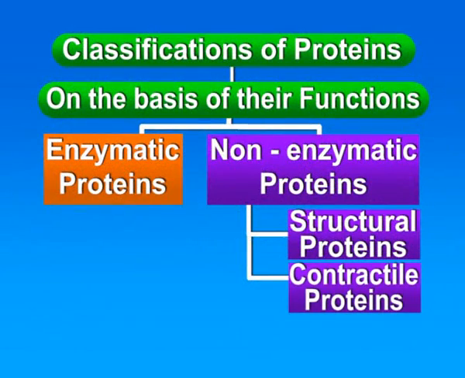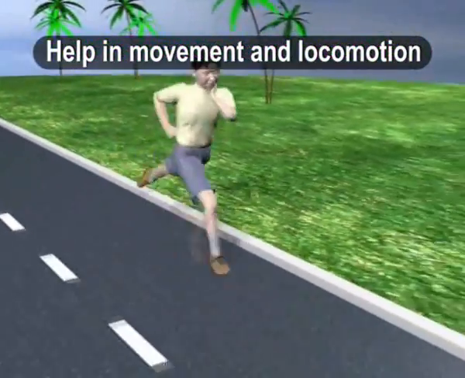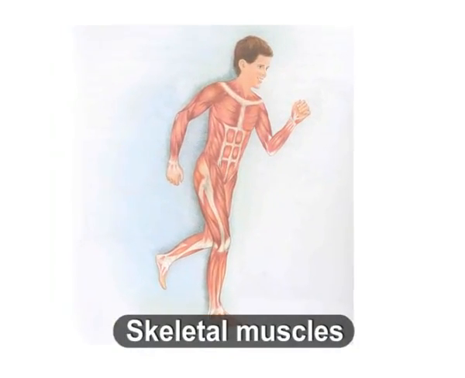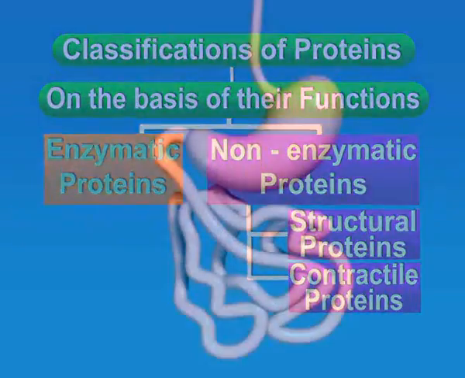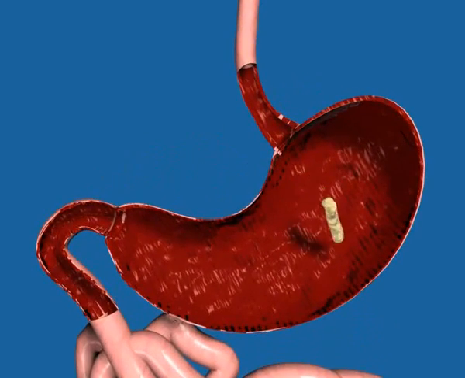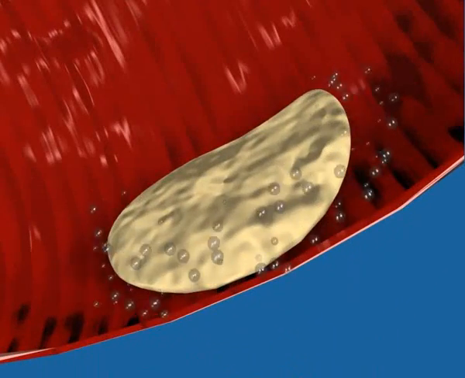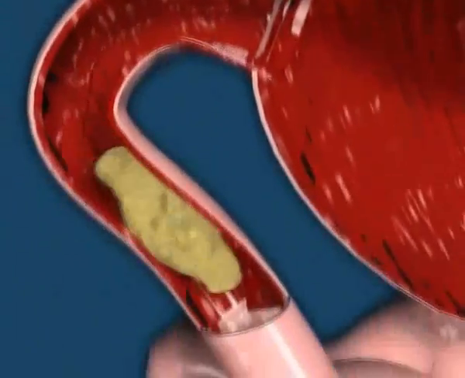Contractile proteins. These help in movement and locomotion, like proteins of skeletal muscles. Enzymatic proteins. These proteins function as enzymes and serve as biocatalysts in the chemical reactions, like enzymes secreted by different glands.